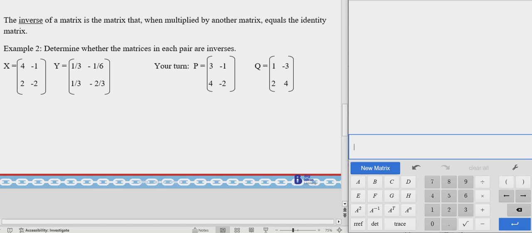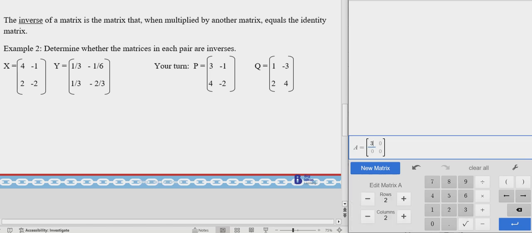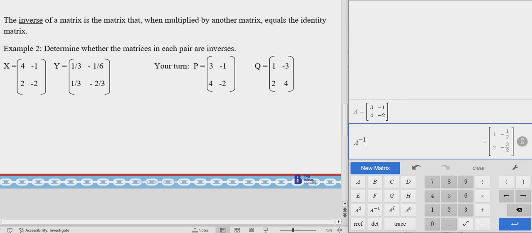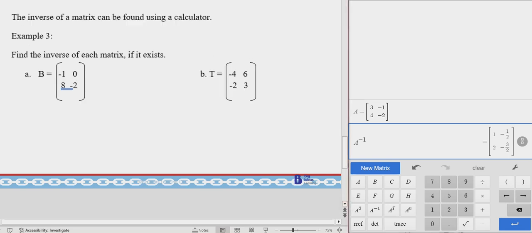Looking at that part then: new matrix 2 by 2, 3, negative 1, 4, negative 2. So I've entered matrix P, and I'm just going to have the calculator quickly tell me the inverse. Do these match? Does my new work on Desmos match matrix Q? No, it does not. So Q is not an inverse. If I multiply them, I am not going to get the identity matrix.